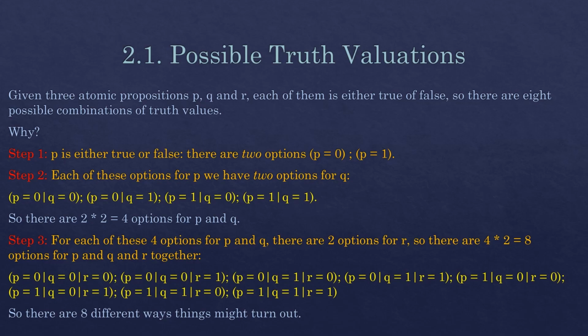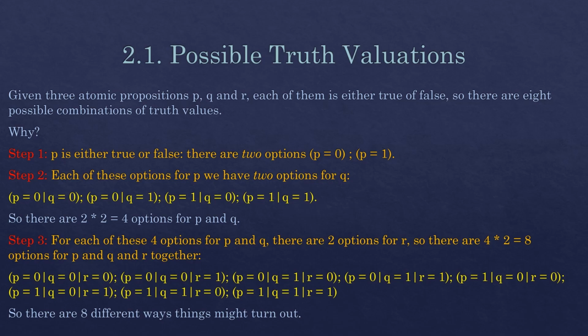Possible truth valuations. What is this? Given 3 atomic propositions, P, Q, and R, each of them is either true or false, so there are 8 possible combinations of truth values. Why? Let's explain it step by step. Step 1, P is either true or false. In that case, there are 2 options. Option 1, P equals 0, and option 2, P equals 1.